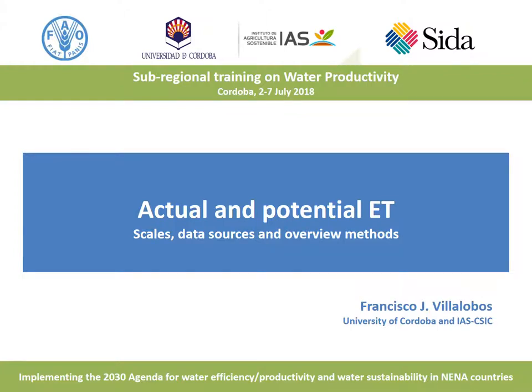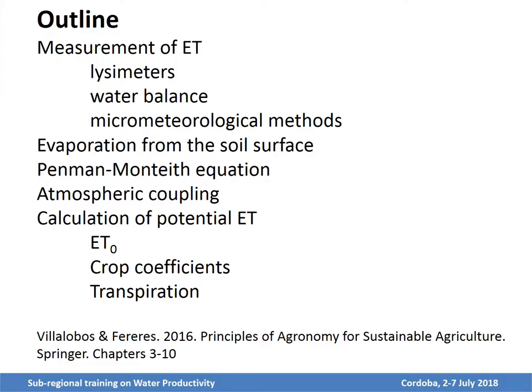In this lecture, we will discuss methods for determining the actual and the potential evapotranspiration of crops, which means methods for measuring evapotranspiration and methods for calculating and stress evapotranspiration. We will start with the measurement of evapotranspiration using lysimeters, the water balance equation, or micrometeorological methods.